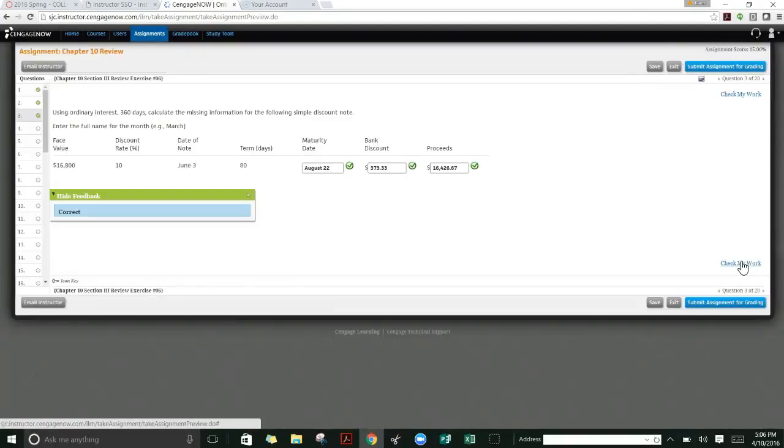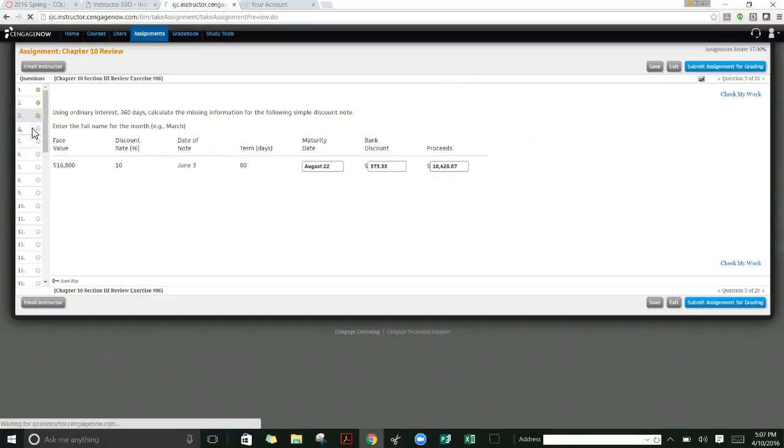and that's correct. So the difference between interest rate and a discount is that the bank discount is taken out to begin with at the beginning of the loan. So if you borrow 16,800, you're not actually borrowing that much. You're borrowing that minus whatever they discount it.